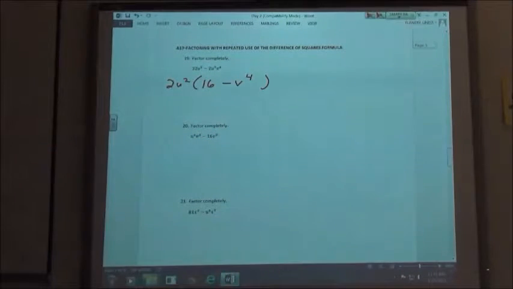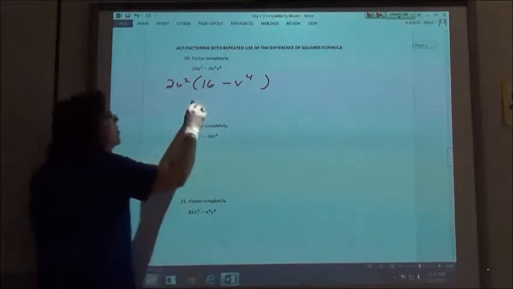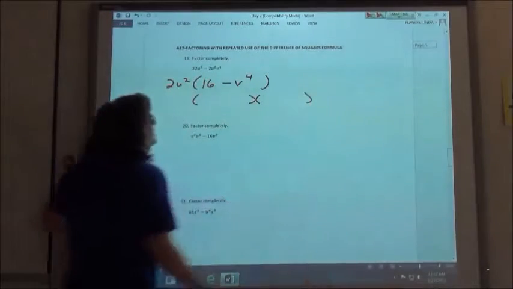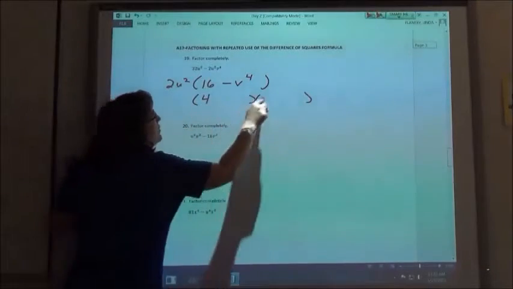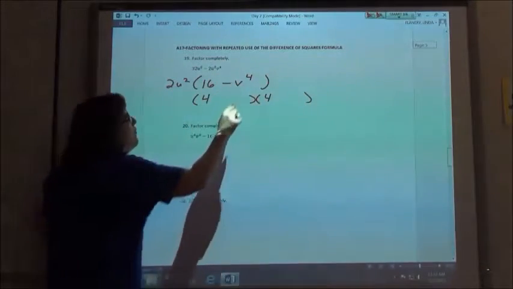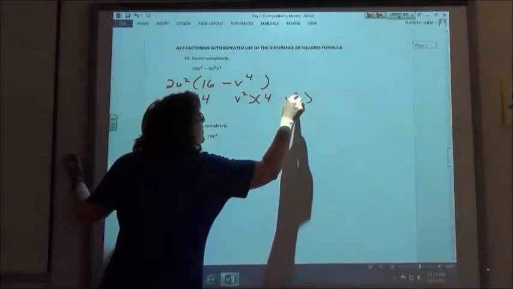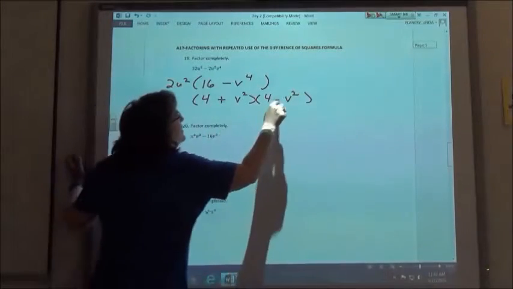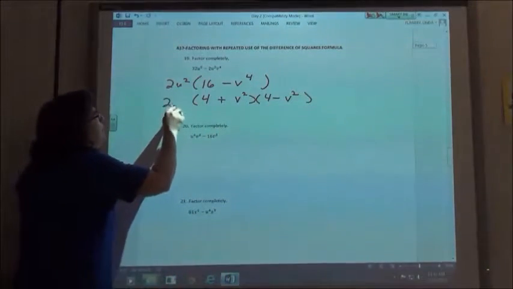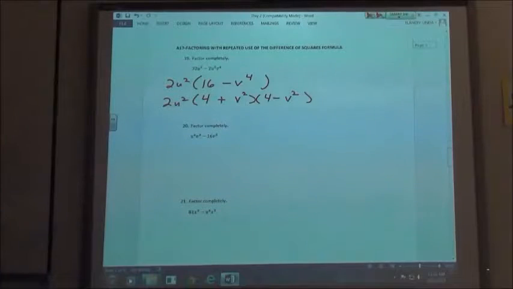So what I have left in the parentheses is that difference of squares that we factored before, where we said, oh, it factors into conjugates. 16 is 4 times 4. v to the fourth would be v squared times v squared, and one has a plus and one has a minus. The 2u squared is going to go out in front.